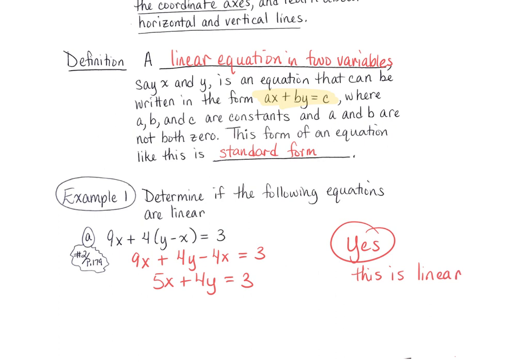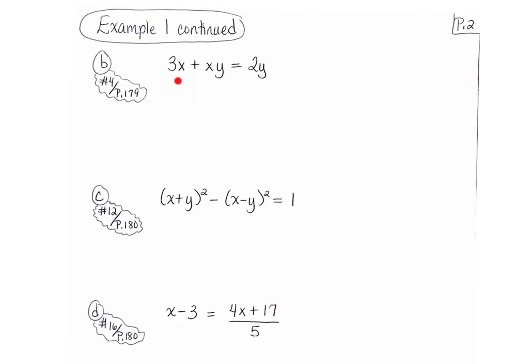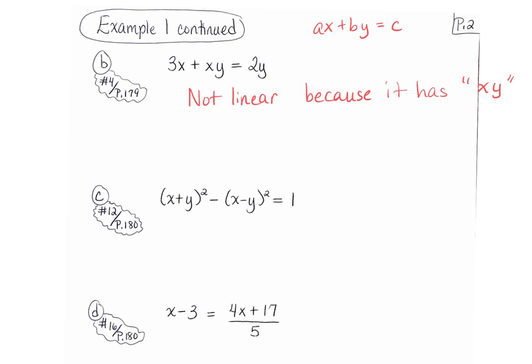Okay, so let's check a few more. In part B, we have 3x plus xy equals 2y. But wait a second. Here we have a product. We didn't see that in the standard form, so that's a red flag. Remember, the standard form is ax plus by equals c, where a, b, and c are constants. So this is not linear because it has a product, x times y. All right, so not linear.